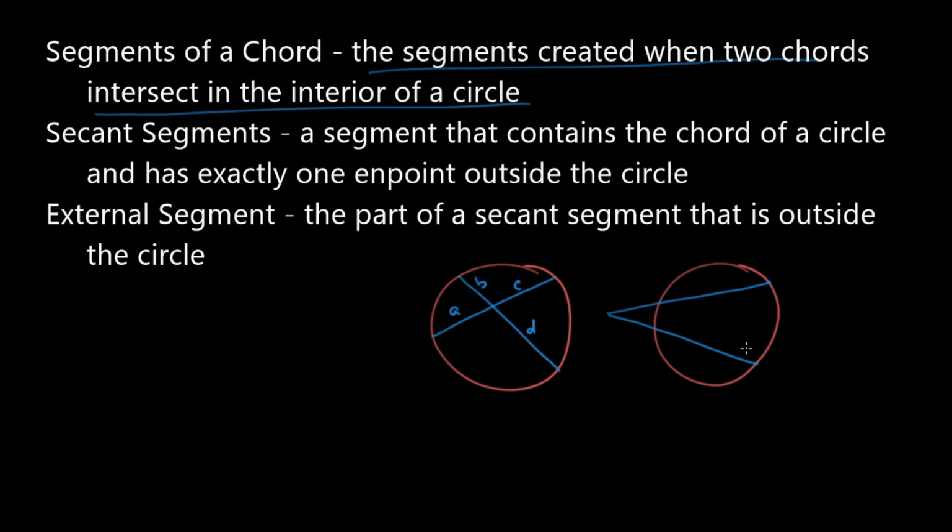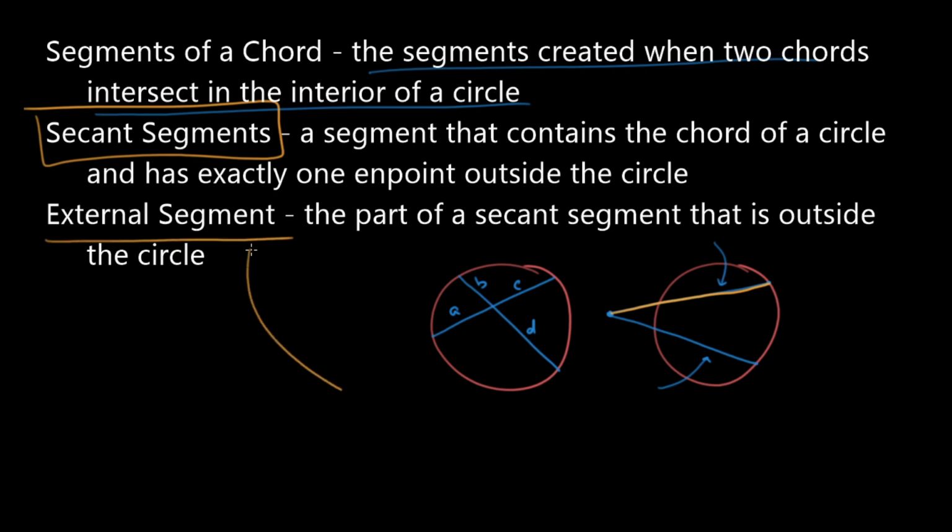So secant segments are, like we just said, the segments that contain a chord. So here's one chord, here's another chord. They contain the chords of a circle and have exactly 1 endpoint outside the circle. So here we go. There's my endpoint outside the circle. So this entire thing from here to here, this is all a secant segment. That's what it is. And then the external segment is just a part of the secant segment that is outside of the circle. So the external segment is just this portion right here. So just the portion that's outside the circle.